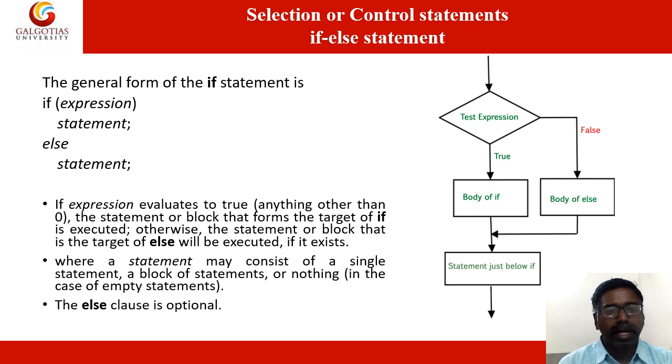If the expression inside the brackets is true, we execute the true statements, or else we execute the false block statements. Here certain conditions are given. If the expression is evaluated to true, then the statement or block that forms the target of the if is executed. Else the target of else will be executed. Either target may consist of a single statement or a block of statements, or sometimes it may be nothing. As per your requirement, we can write the code.